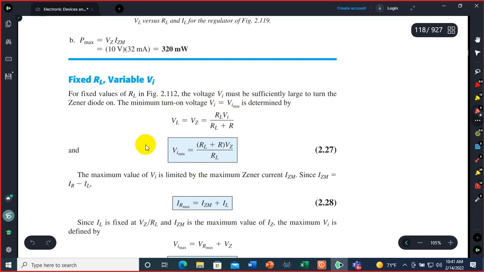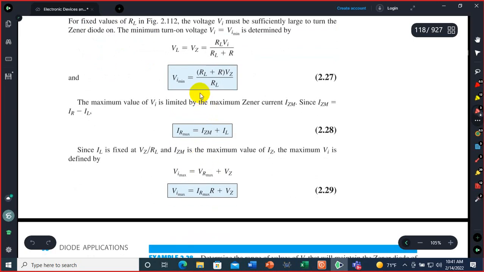The minimum input voltage that will keep the diode turned on: Vi minimum equals Vz into RL plus R divided by RL. From this equation, just calculate Vi minimum. So this is the minimum turn-on voltage.